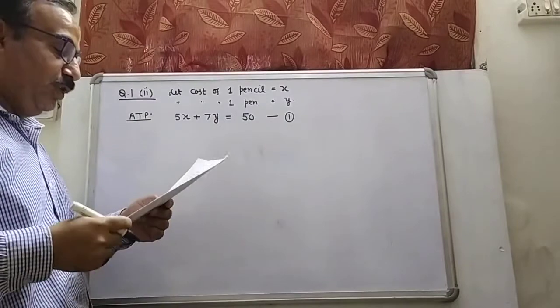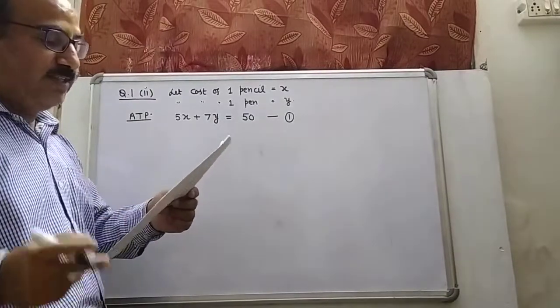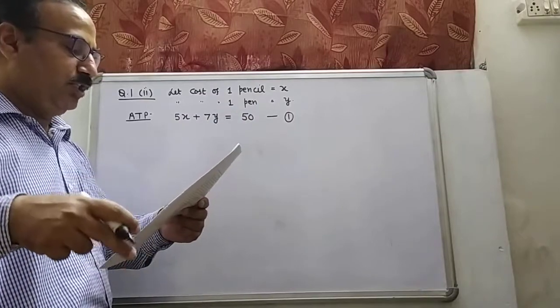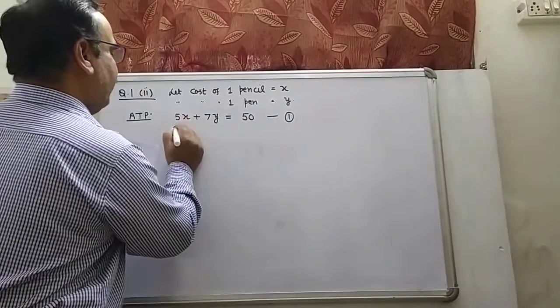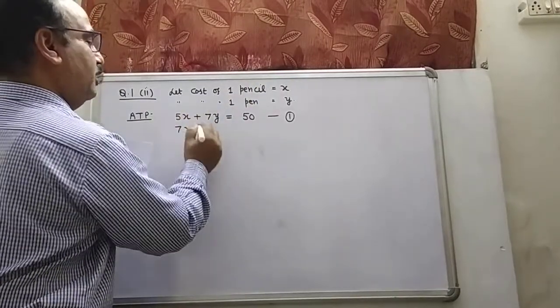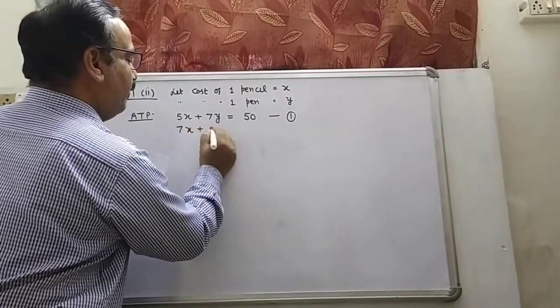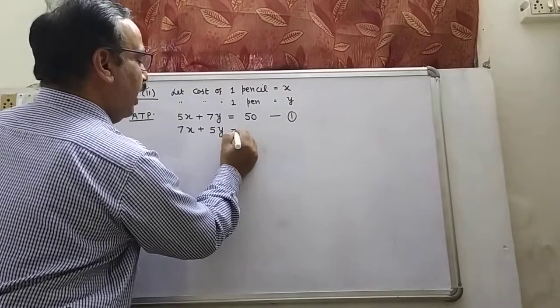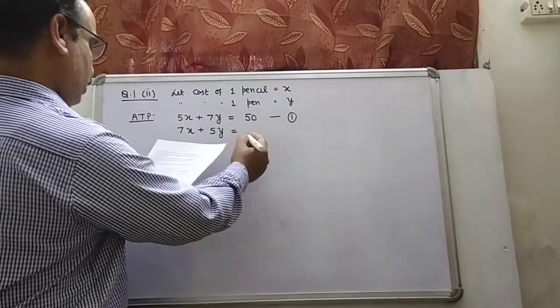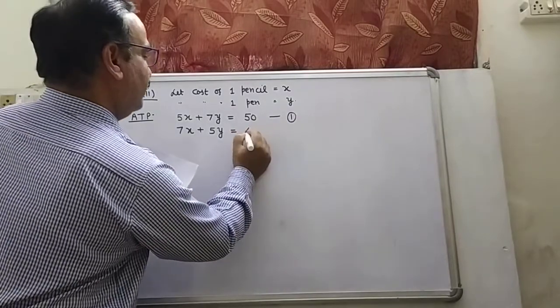And now what should be the second equation? They are saying whereas 7 pencils and 5 pens together cost rupees 46. 7 pencils means 7x. The cost of 7 pencils must be equal to 7x, plus cost of 5 pens must be 5y. And together they cost rupees 46.